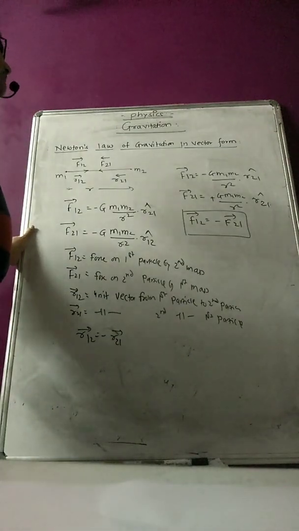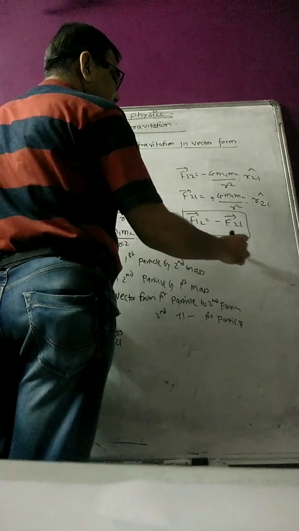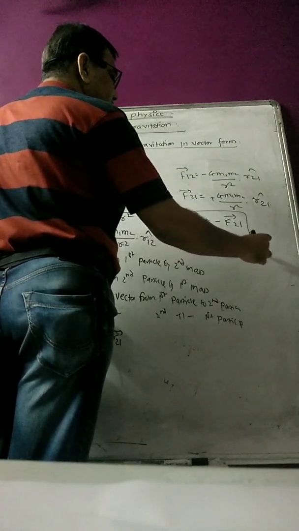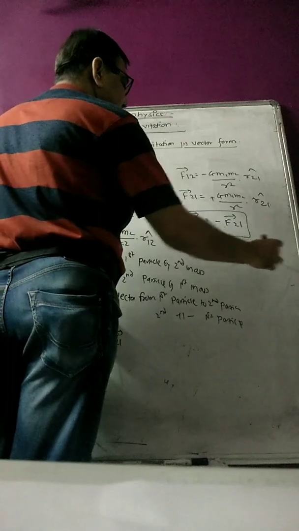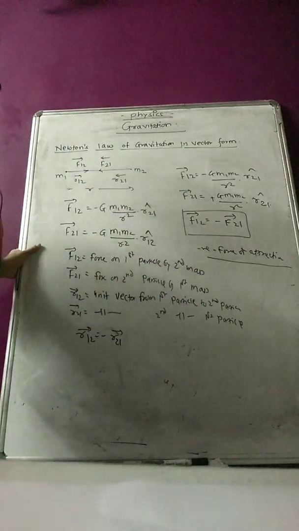And what is the negative sign showing? The negative sign is due to the force of attraction. One mass is always attracted towards the other mass due to the gravitational force.